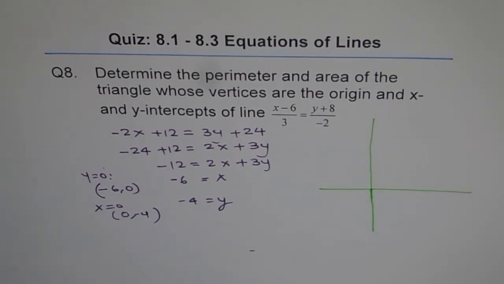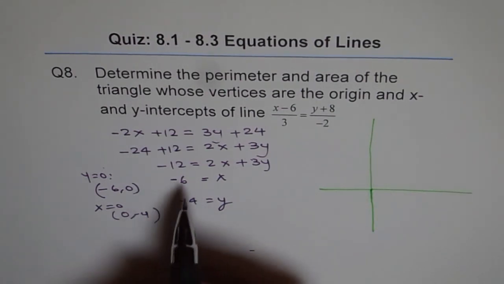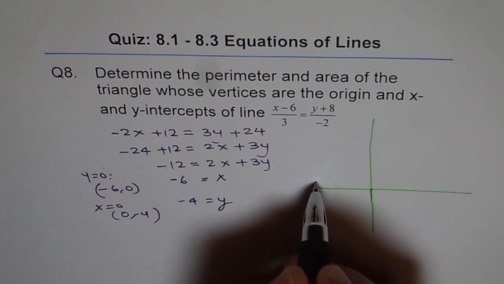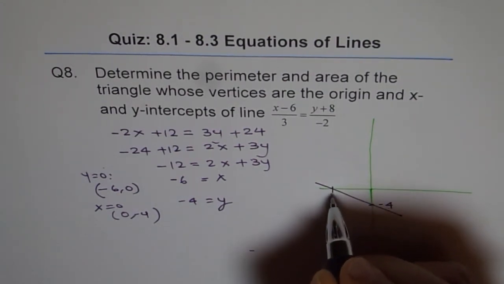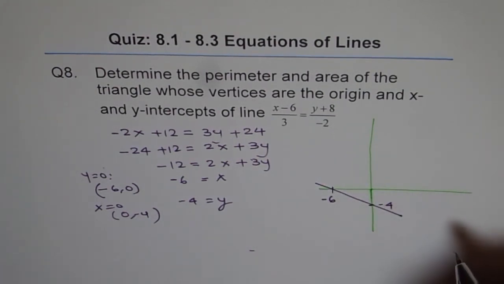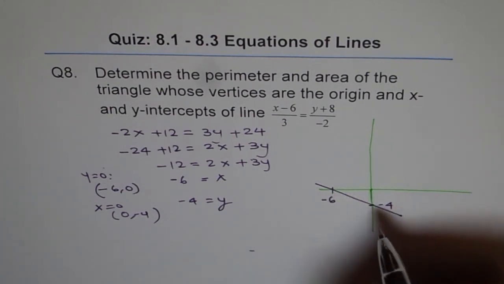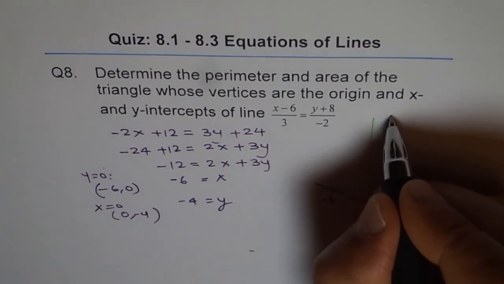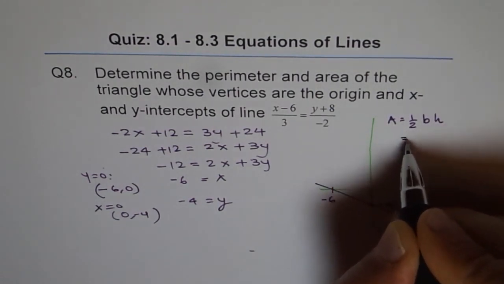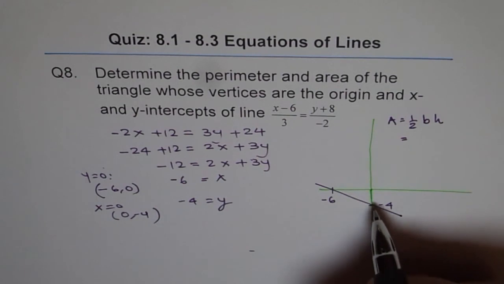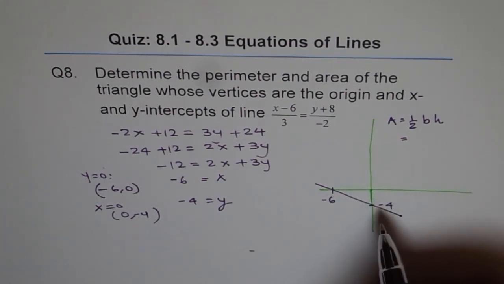So the line looks something like this, and the x-intercept is minus 6. So this is minus 4 for us and that is minus 6 for us, correct? Now we know these two sides, and the perimeter we can always find. Area of the triangle is half base times height. Base is 6 and height is 4, right? When you're talking about dimensions, they're all positive, correct?